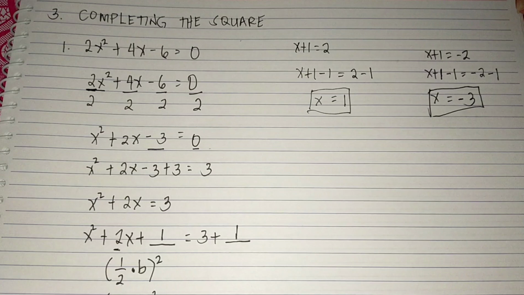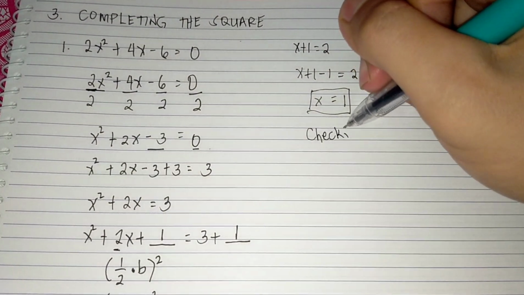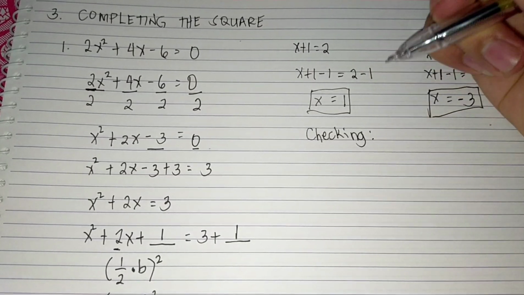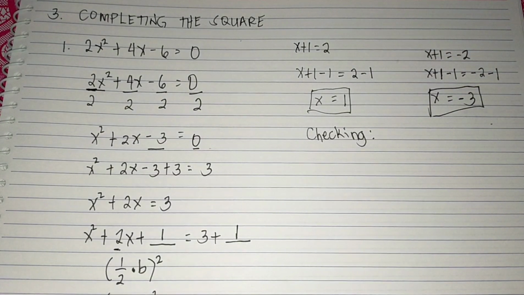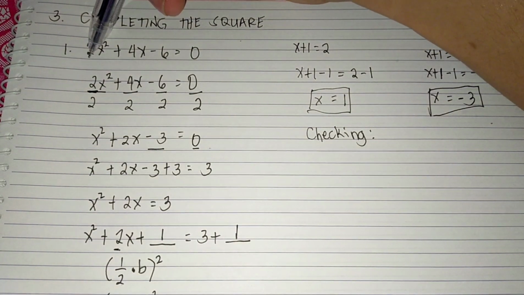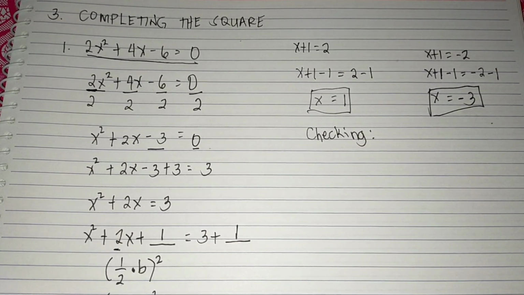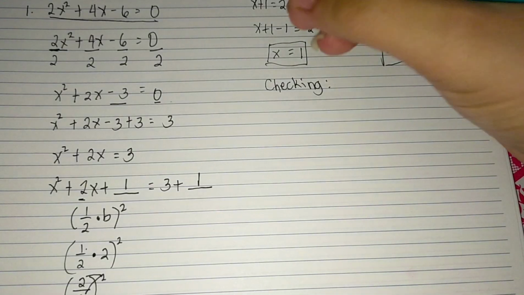So, how to check? Let's do the checking. Same procedure as we had dun sa nakaraan. Okay? Isa-substitute natin ang given values ng x, which is 1 and negative 3 doon sa original natin na equation. Ano ba yung original natin na equation? Ito po. 2x squared plus 4x minus 6 is equal to 0. So, dapat maging 0 siya. Okay. So, let's do the checking.